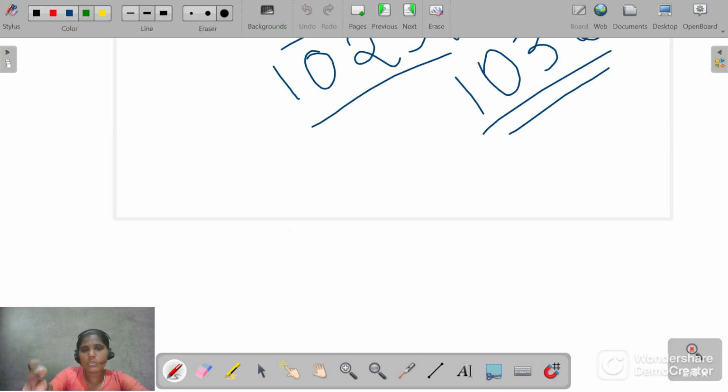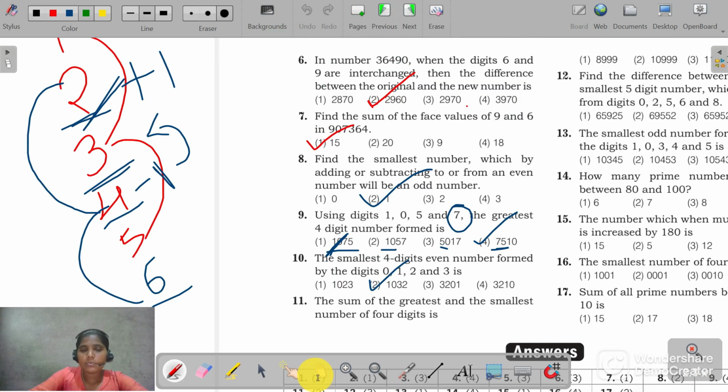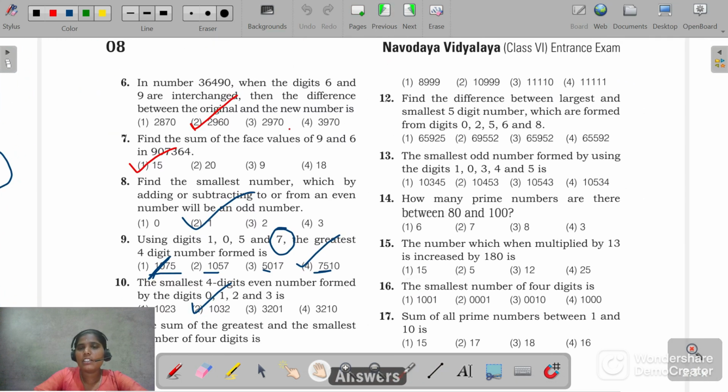We'll just check out the options. So the options are here. So we can see in option 2, the option is 10,999. So this is the correct answer. We'll move to the next one, that is find the difference between the largest and the smallest 5-digit number which are formed from the digits 0, 2, 5, 6, 8. So we'll just note down the number. We have to find the difference of the smallest and largest numbers.